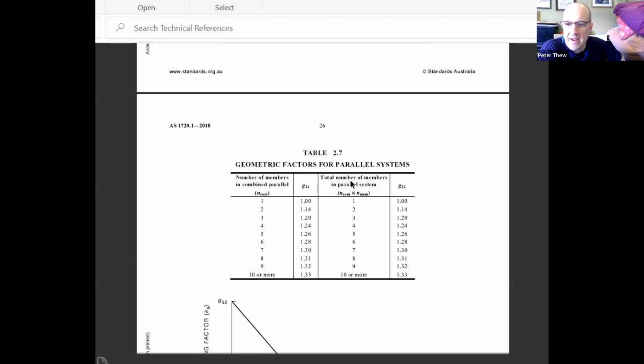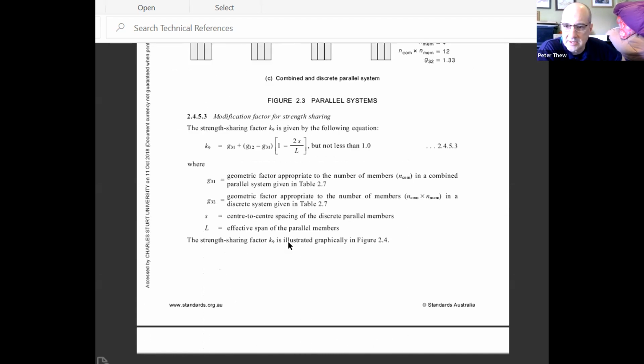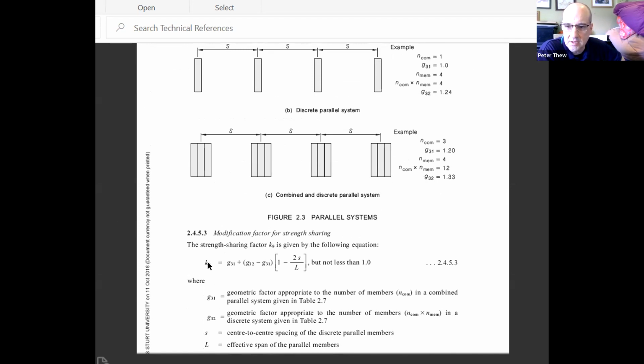All right. And our N, total number of members in a parallel system, you look at that above his head, there's, I don't know, more than 10 there. So 10 or more, we're going to pick this value here, 1.33. Okay. That's our G32 and our G31. And our strength sharing factor, you can graph it if you want. But let's instead go to this equation. K9. All right, we have our G31, which was 1. We have our G32, which is 1.33.